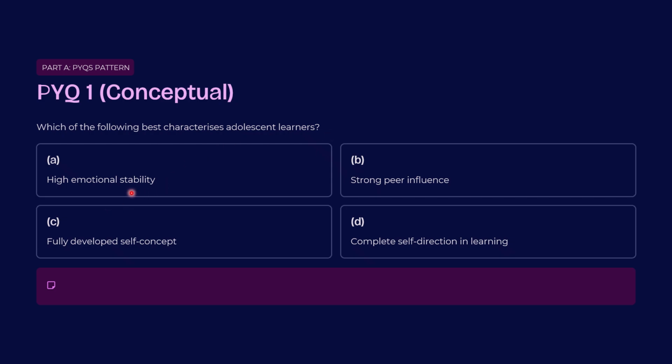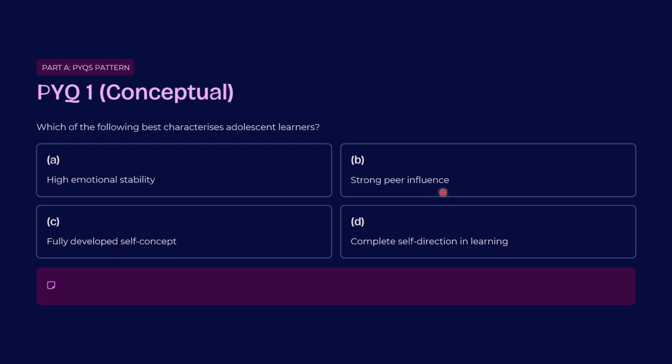Option A is high emotional stability. Option B is strong peer influence. Option C is fully developed self-concept. And option D is complete self-direction in learning. So, here the correct option is option B, strong peer influence.